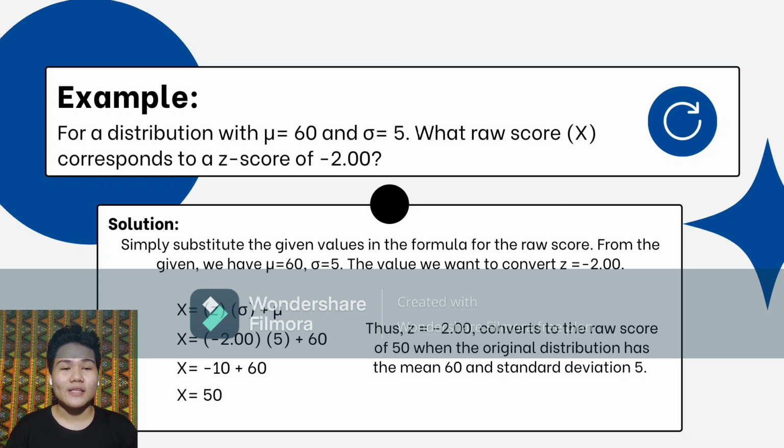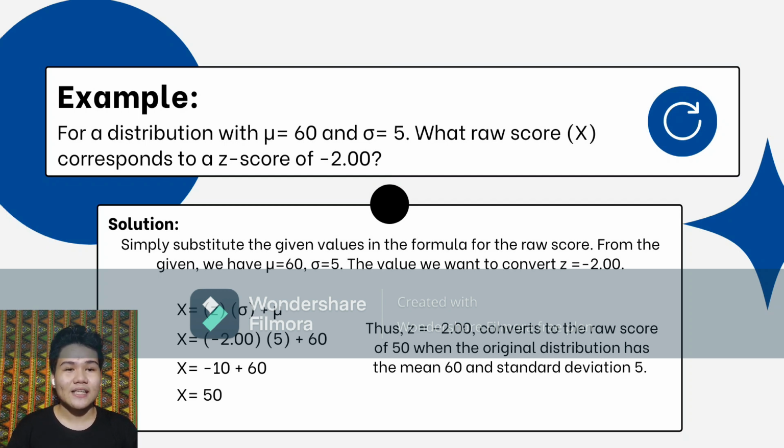Solution. We simply substitute the given values in the formula for the raw score. From the given, we have mean 60, standard deviation of 5, and the value we want to convert, which is z equals negative 2. X equals negative 2 multiplied by 5 plus 60 will give you negative 10 plus 60. That leads you to the raw score of 50.